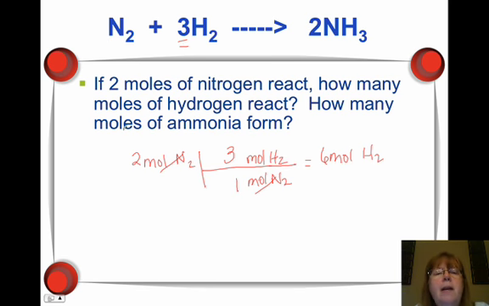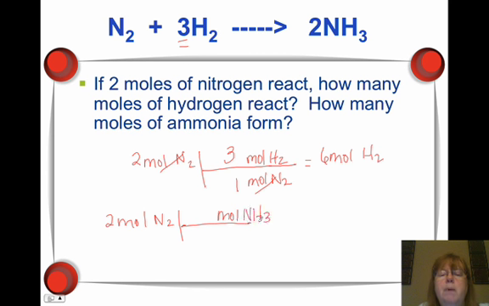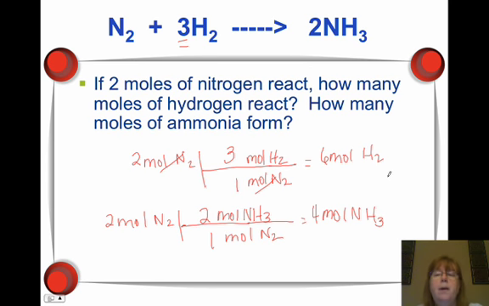Now they want to know how many moles of ammonia form. Well, we have 2 moles of nitrogen. That was what was given. And now the question is moles of ammonia. That's what we want. And NH3 is ammonia. And so we got to get rid of moles of nitrogen. This is our mole to mole ratio. Go to your balanced equation. 2 goes with the ammonia and 1 goes with the nitrogen. And so we see that we would get 4 moles of ammonia that would form.